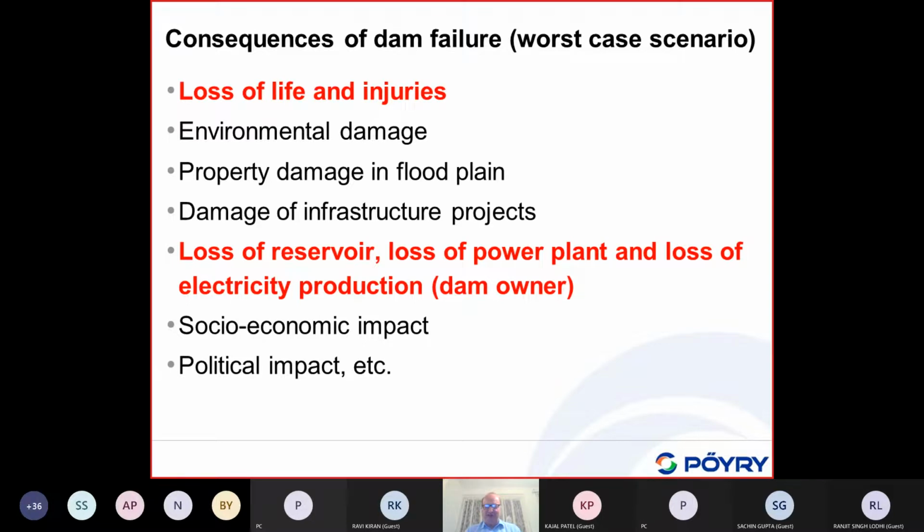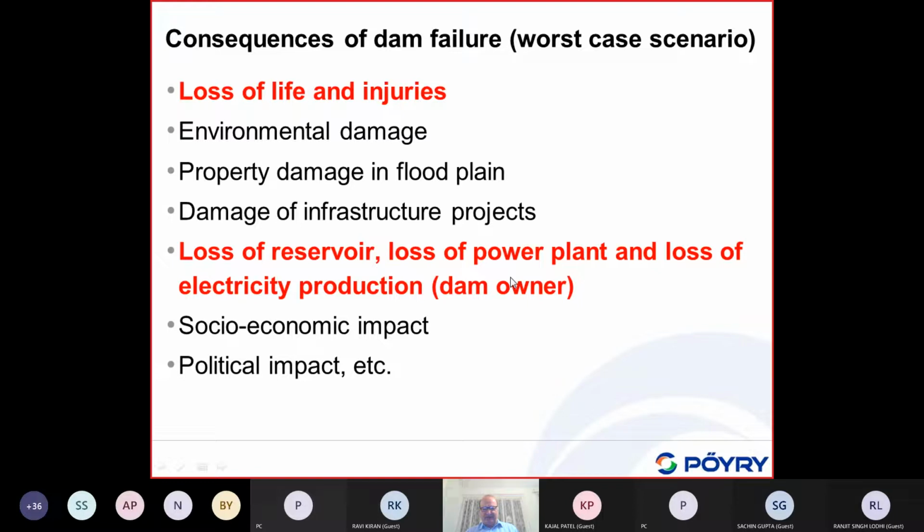Okay, the consequences are very many. They are loss of life and injuries. We have environmental damage, property damage in a floodplain, damage of infrastructure projects in a floodplain. We have loss of the reservoir, loss of the power plant, and loss of electricity production. This is a risk.